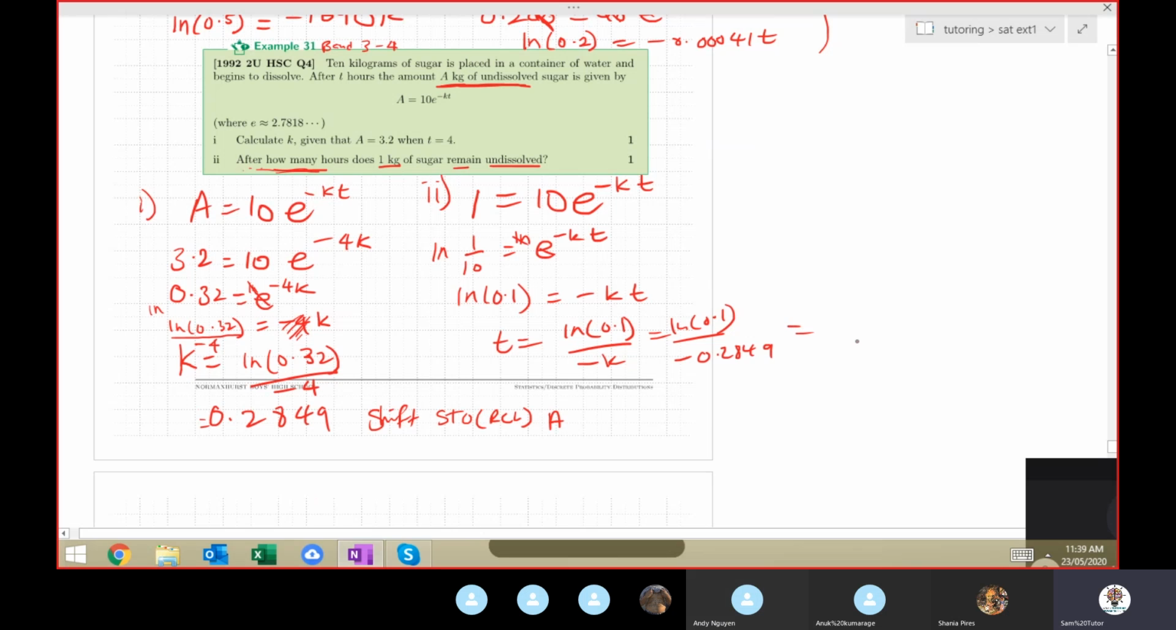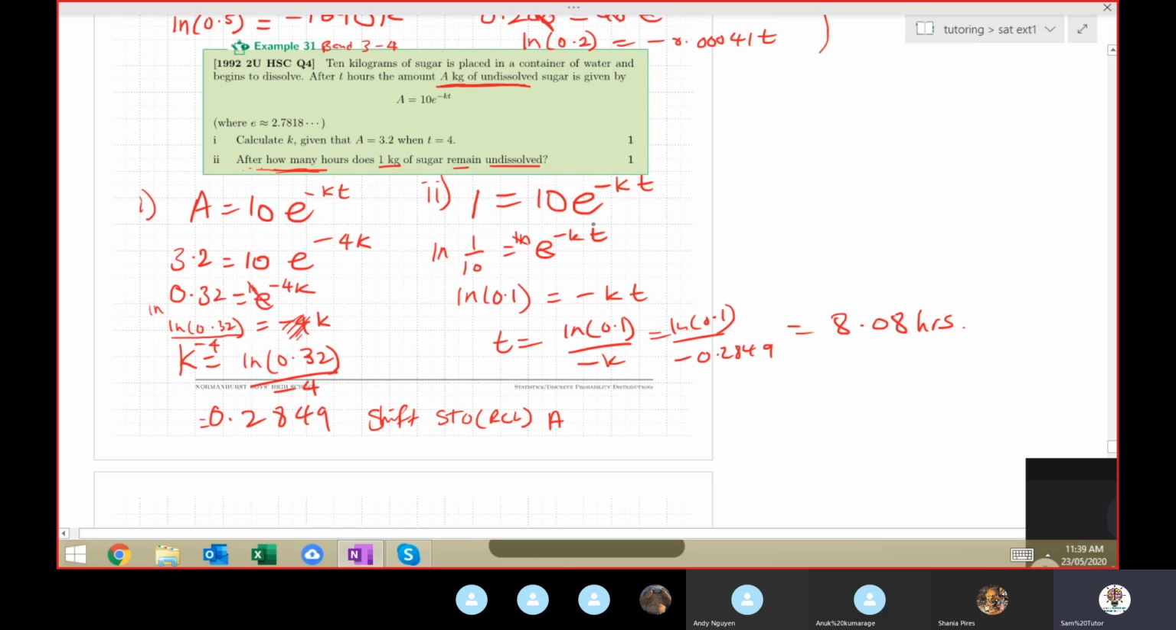And that's it. Plug it into your calculator, use the exact answer, divided by negative A. 8 point. So after how many hours does 1 kilogram of sugar remain? After 8.08 hours. It doesn't say to the nearest minute, so you can use it as 8.08.